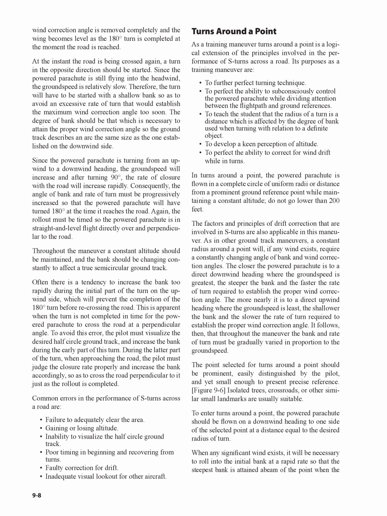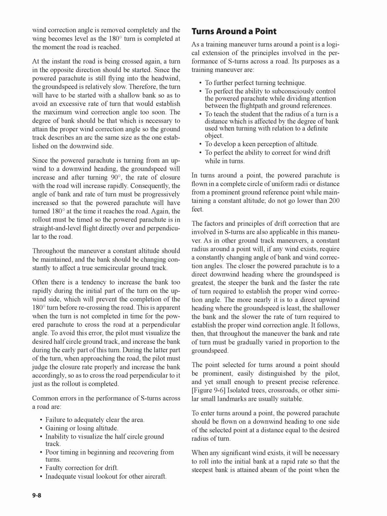Since the powered parachute is turning from an upwind to a downwind heading, the ground speed will increase, and after turning 90 degrees, the rate of closure with the road will increase rapidly. Consequently, the angle of bank and rate of turn must be progressively increased so that the powered parachute will have turned 180 degrees at the time it reaches the road. Again, the rollout must be timed so the powered parachute is in straight and level flight directly over and perpendicular to the road. Throughout the maneuver a constant altitude should be maintained, and the bank should be changing constantly to effect a true semicircular ground track.